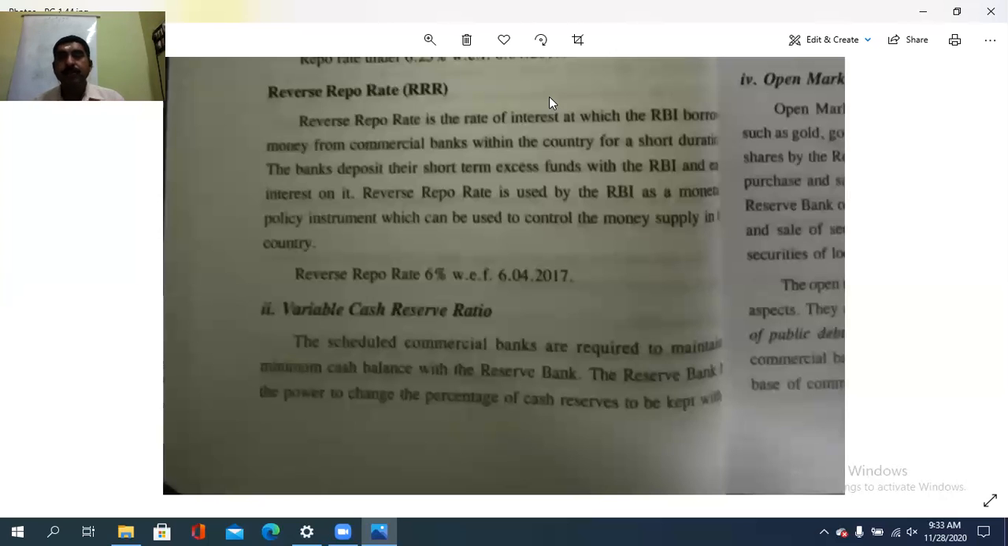It is the rate of interest at which the RBI borrows money from commercial banks. വാണിജ്യ ബാങ്കിൽ നിന്ന് പണം കടമെടുക്കുന്നു ആര്? RBI. Okay, RBI borrows money from commercial banks within the country for a short duration. ഒരു കുറച്ച് കാലയളവിലേക്ക്. And the banks may deposit their short-term excess fund. അവർ ബാങ്ക് എന്ത് ചെയ്യുന്നു? They can deposit the short-term excess fund with the RBI and earn interest on it. അതിന് പലിശയും അവർക്ക് കിട്ടുന്നു. So that is the case with the reverse repo rate. അപ്പോൾ repo rate എന്താണെന്ന് മനസ്സിലായി, reverse repo rate എന്താണെന്ന് മനസ്സിലായി.